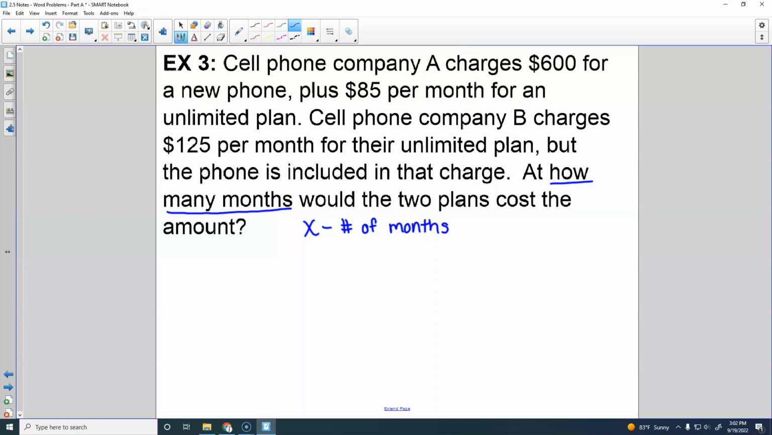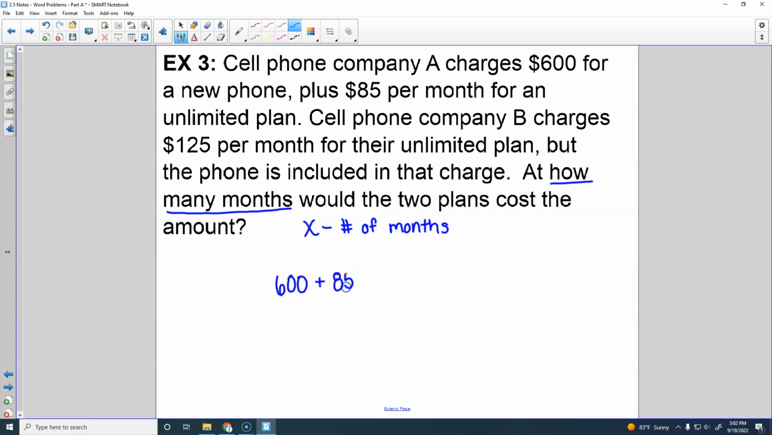All right? So for company A, we are going to have to pay $600 for our phone, right off the bat, plus $85 per month, right?